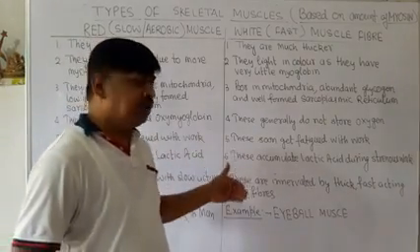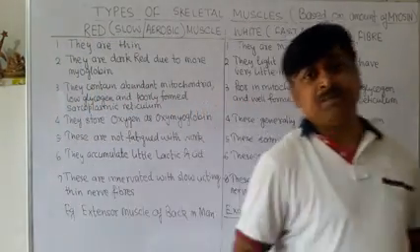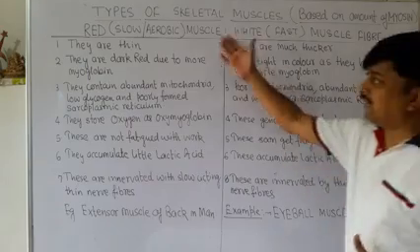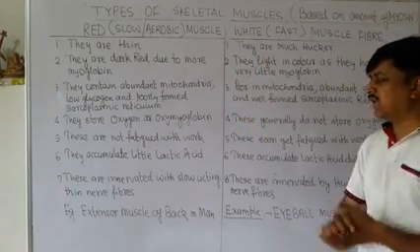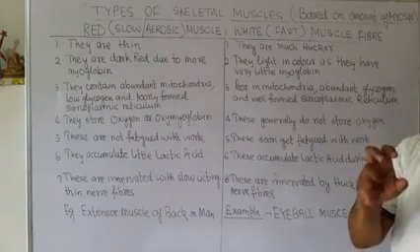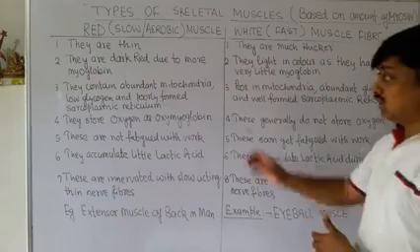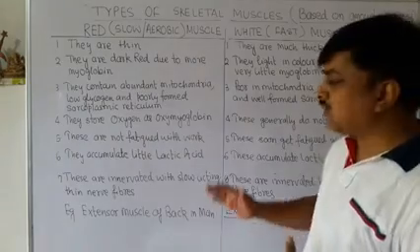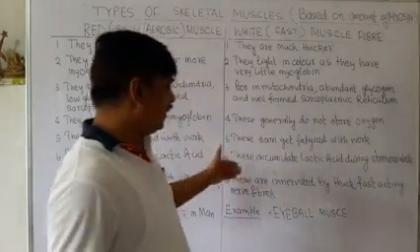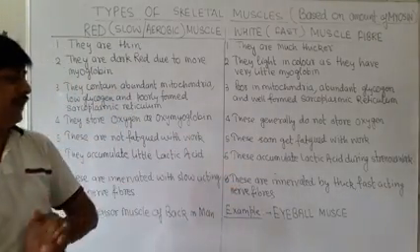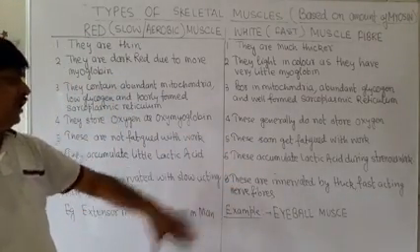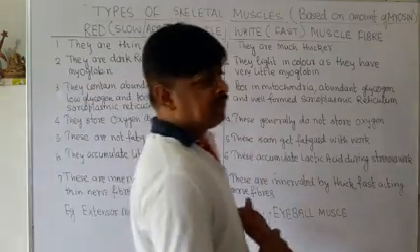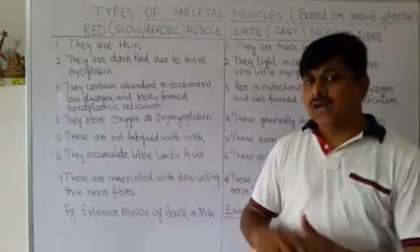Clear, student? So our next difference is the presence of nerve fibers. The red muscles are innervated with slow acting thin nerve fibers, whereas the white muscles are innervated by thick, fast acting nerve fibers. So these were the basic differences, student, between the red muscle fiber and the white muscle fiber.